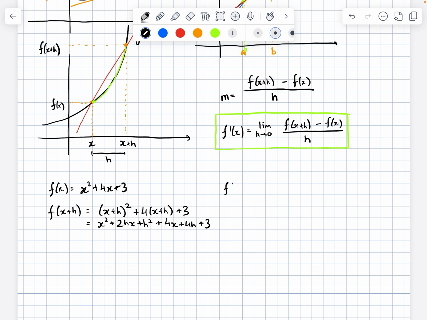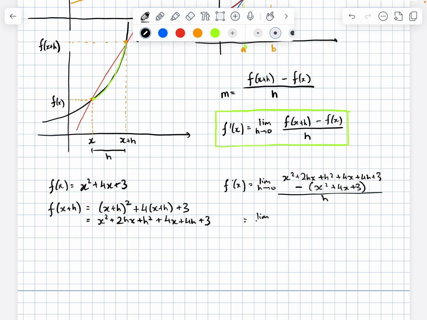So f dash x equals the limit as h approaches 0 of x squared plus 2hx plus h squared plus 4x plus 4h plus 3, minus x squared plus 4x plus 3. Now be careful, I'll put that in brackets because I'm subtracting the whole thing. All of that is divided by h.